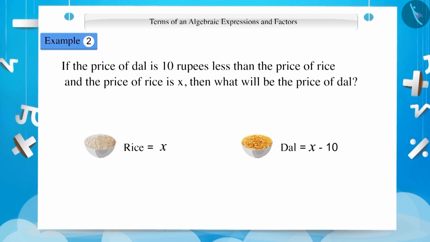In the given example, the price of dal is less than the price of rice by 10 rupees. Here, the price of rice is x. Thus, by deducting 10 from x, we get the price of dal, x minus 10. There are two terms in this expression. First one is x and the second one is minus 10.